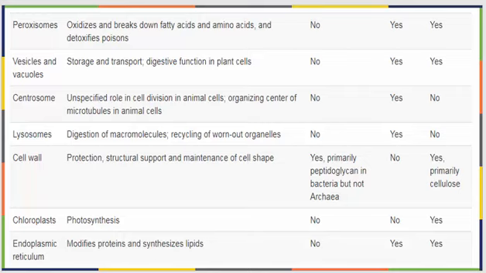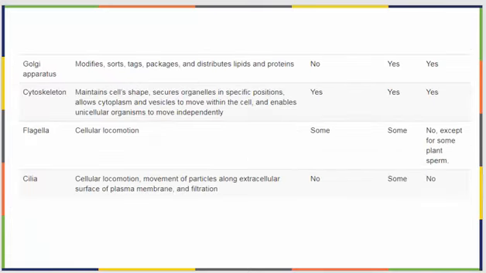Chloroplasts are also only found in plants. They're the sites of photosynthesis. The endoplasmic reticulum, found in both plants and animals, modifies proteins and synthesizes lipids. The Golgi apparatus, found in plant and animal cells, modifies, sorts, tags, packages, and distributes both lipids and proteins. It acts as quality control and shipping for the cell factory.